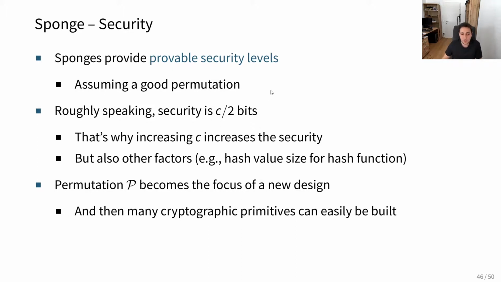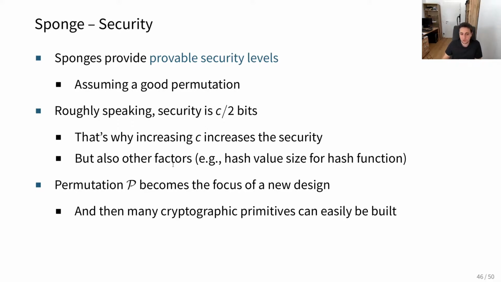And roughly speaking, the security is c, so the number of bits we reserve for the capacity part, divided by 2. And this is now, for example, because of reasons like the birthday attack. We won't go into the details here, but roughly speaking, that's the security in bits a sponge function gives you. So if, for example, you use a capacity part of 16 bits, then you won't have a very large security.